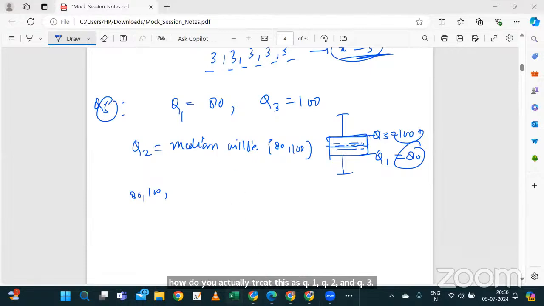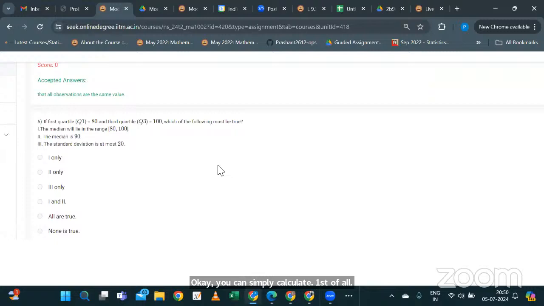Second thing, what I'm trying to emphasize is that it is asking about what must be true. It's not maybe true. I'm not saying the median is always 90. It might be. Suppose your observations are 80, 90, 100, then the median will be 90 for sure. But here we don't have any information about the observations. If you have been given this and this, then I know this must be true. I'm not sure about this one; it may or may not be true. This is also may or may not be true. I'm talking about must be true.